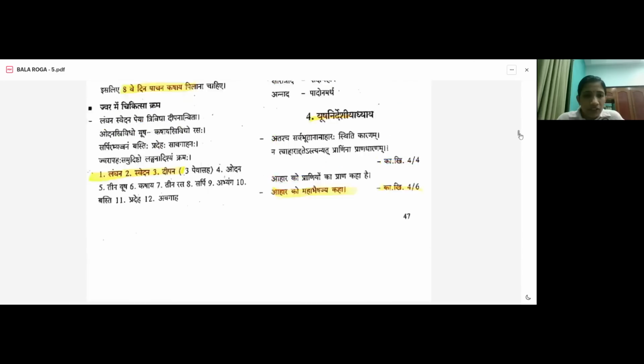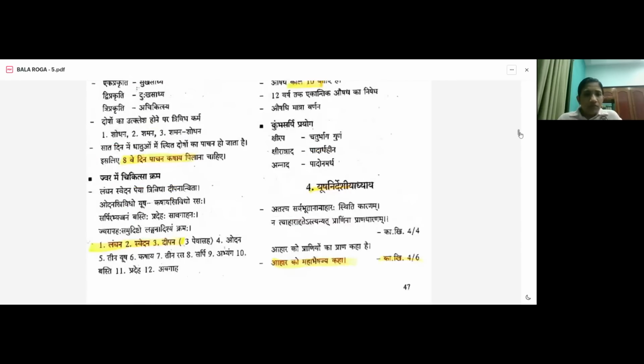And he also mentioned the order of the Jwara Chikitsa. The first is Langhana, then Swedana can be adopted, then Deepana or Pachana can be done with Peya, and then Odana, three types of Yusha, and Kashaya, three types of Ksheera, and Sarpi, Abhyanga, Vasti, Pradeha, and Avagaha. The last one mentioned is Avagaha. The first treatment we have to adopt is Langhana. Okay.